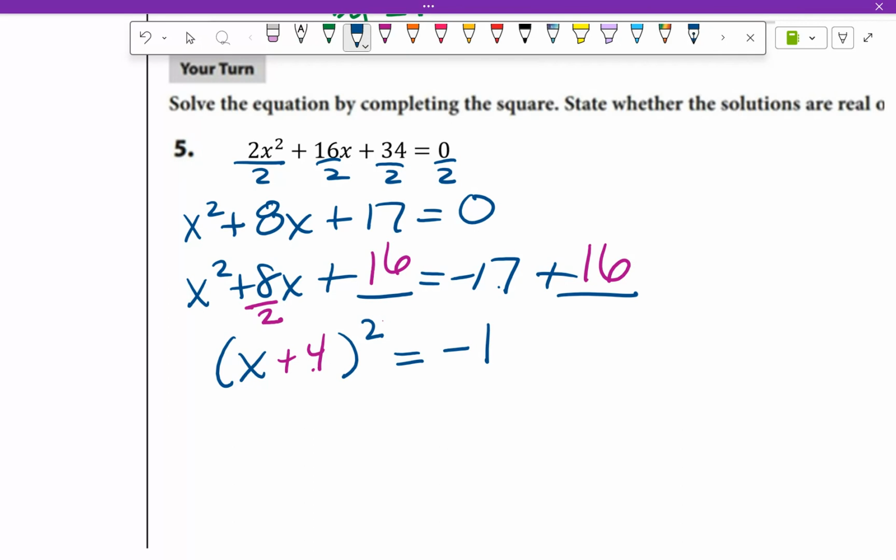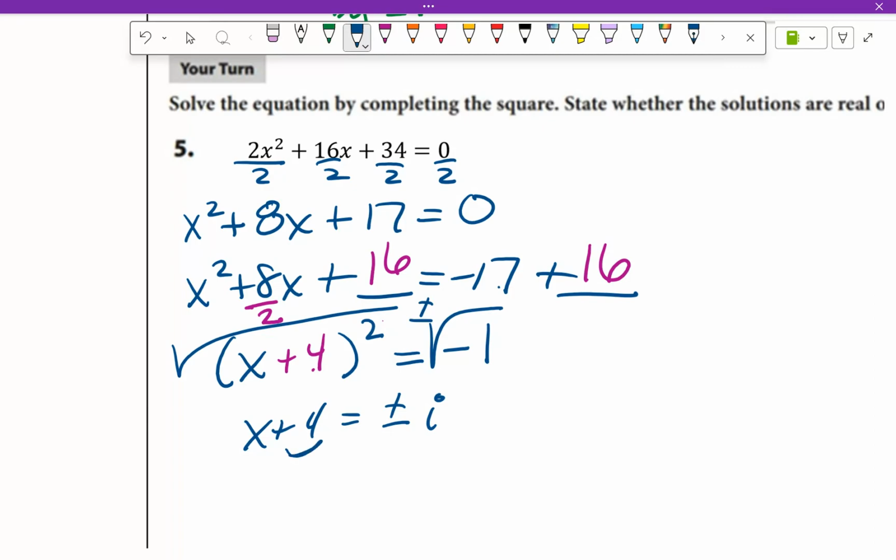All right, how do I undo the square? Square root, what has to go in front? Plus or minus. So x plus 4 equals plus or minus. What happens when we see a negative under a radical? Oh, I heard it up there first. All right. What's the square root of 1? 1. Do I really need to write it down? No, I'm not going to. I could put a 1 in front of the i if I wanted to.